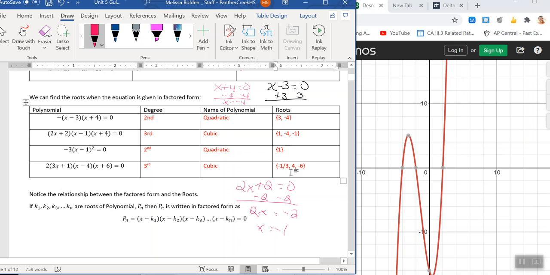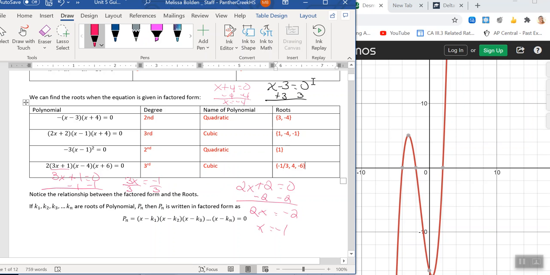Right there. All righty. How I got the negative 1/3, so remember I have to set this entire thing equal to 0, so 3x plus 1 equals 0. Then I have to solve that two-step equation. So I get 3x is equal to negative 1, divided by 3. Voila, x is equal to negative 1/3.